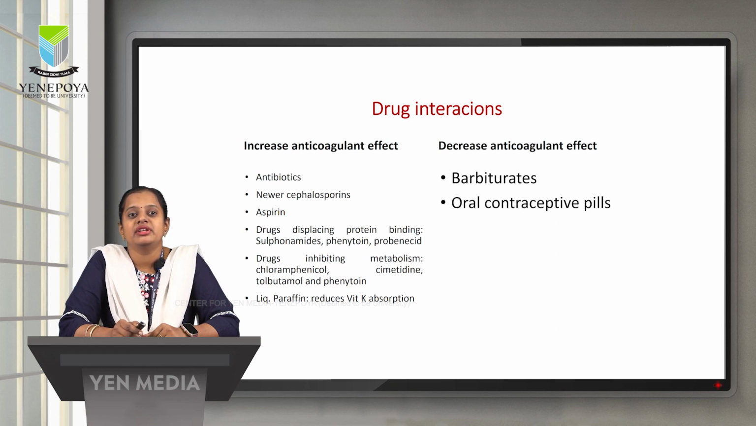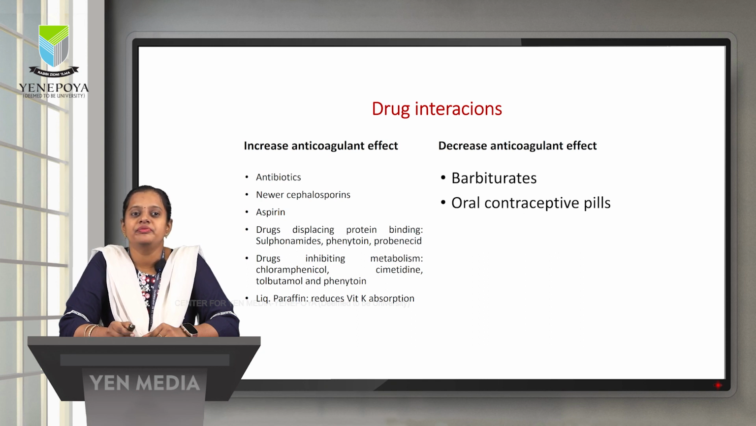These drugs, when given along with warfarin, will inhibit the metabolism of warfarin. The same cytochrome P450 enzymes metabolize warfarin along with these drugs. So the enzyme production will be reduced, induction will be reduced. Warfarin metabolism is reduced, and thus the level of warfarin is increased in the blood. So once again, anticoagulant action of warfarin is increased when warfarin is given along with chloramphenicol, cimetidine, tolbutamide and phenytoin.